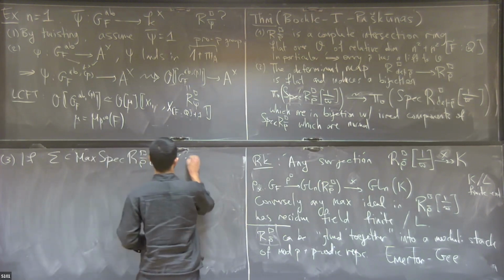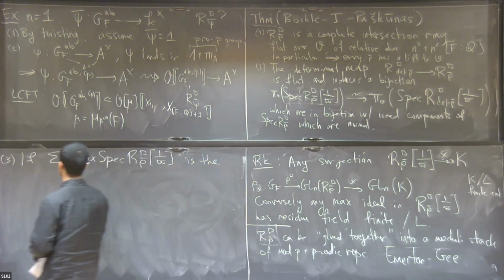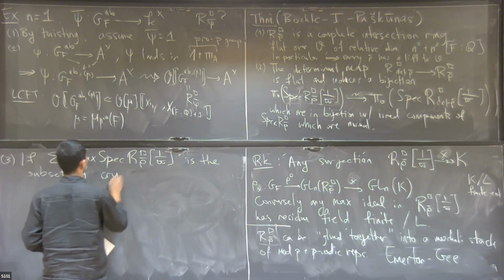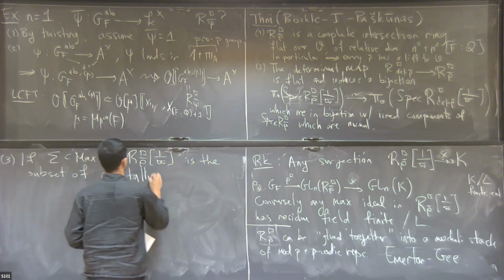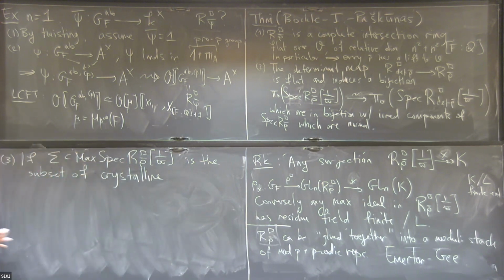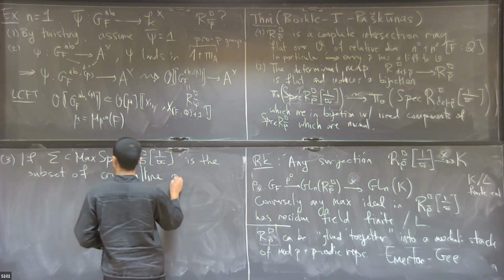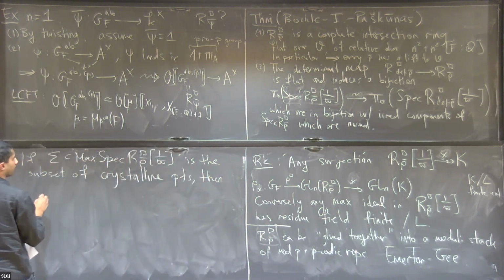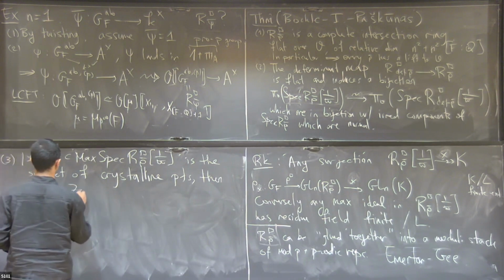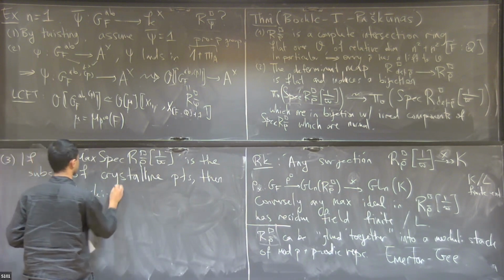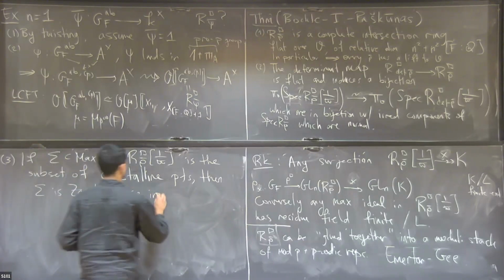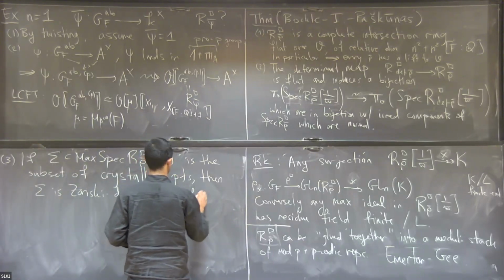So if this is the subset of crystalline points, so basically maximal ideals where, after you mod out by this maximal ideal, you get some p-adic Galois representation, which is crystalline. Then sigma is Zariski dense. Okay, I said this in a bit of a strange way, but this is Zariski dense really in the rigid analytic generic fiber.